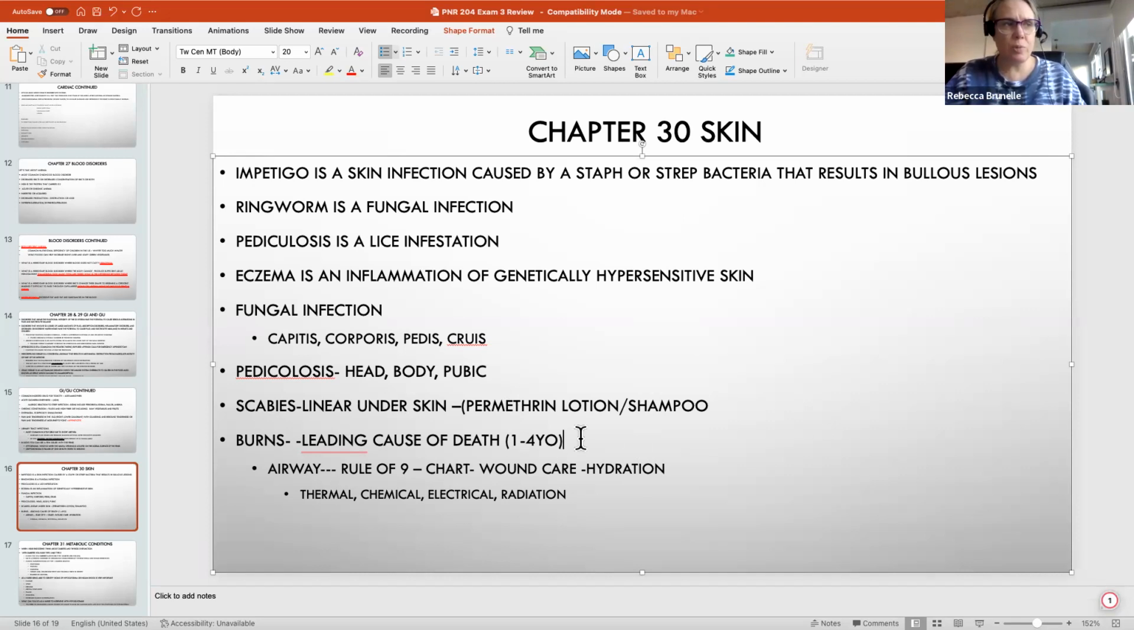And then just remember that burns are a serious problem in pediatrics. It's the leading cause of death in children 1 to 4. And your primary concern, obviously there's lots of concerns, but you worry about airway, especially if there's any burns to the face.